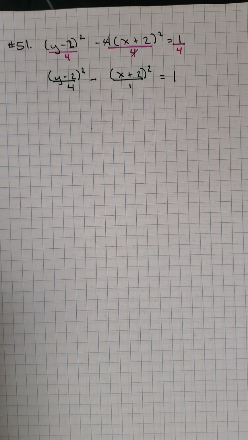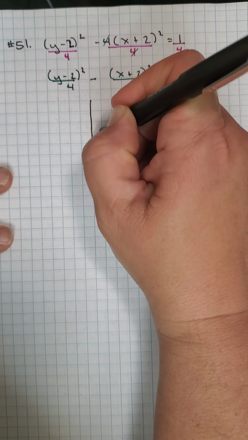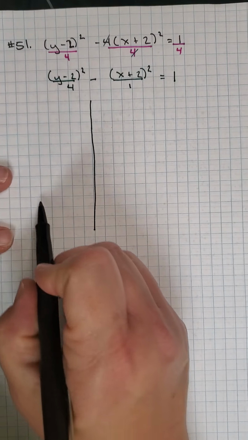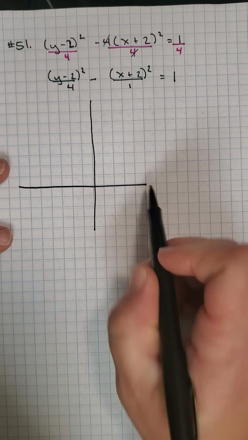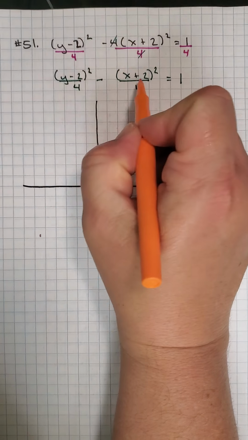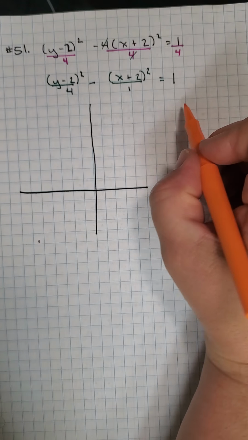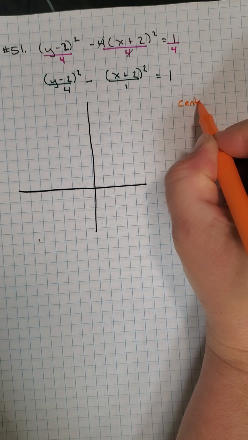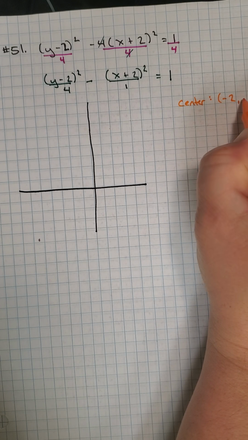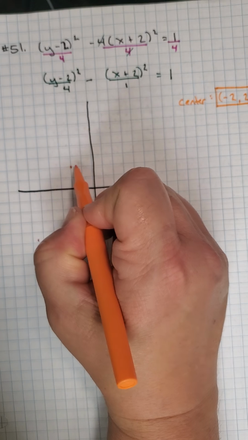So now we can sketch it and identify the parts that we need to identify. Alright, so first of all, our center. The center is at, go with the x first, so -2. And then the y is +2. So we have a center at -2, +2. So that's right here.